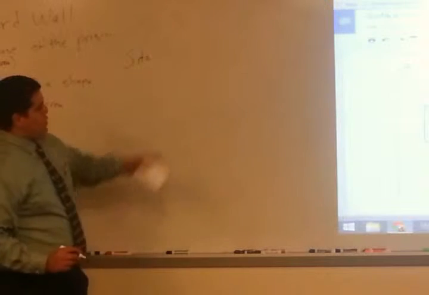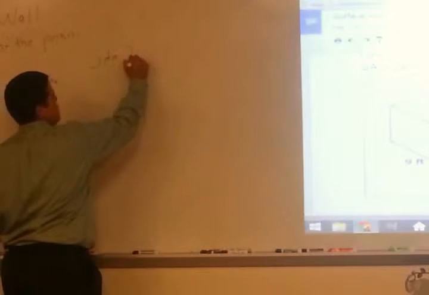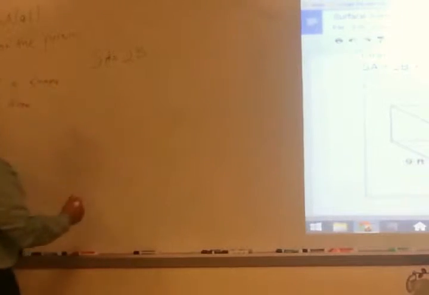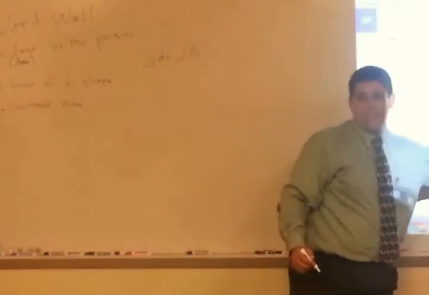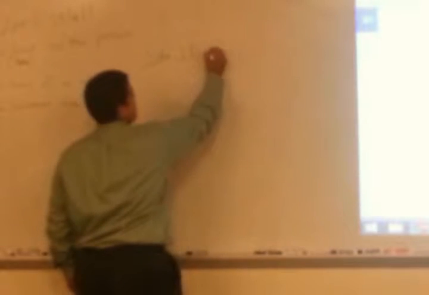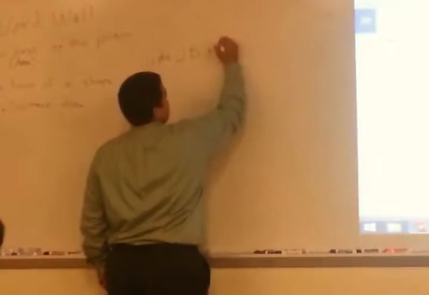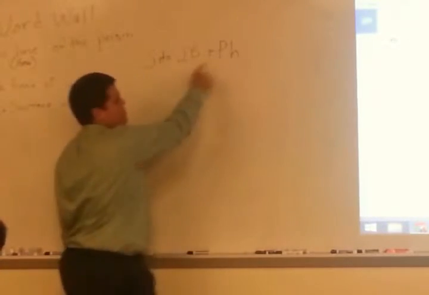And then what do we have? So we have 2B, which we already labeled as the base of the prism. For this example, it was this rectangle here, the 4x6. And then we have plus PH. What's P mean?